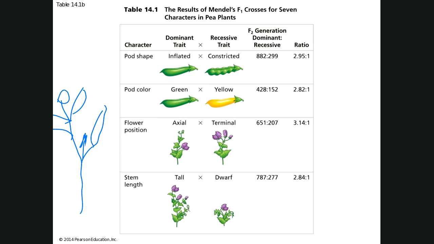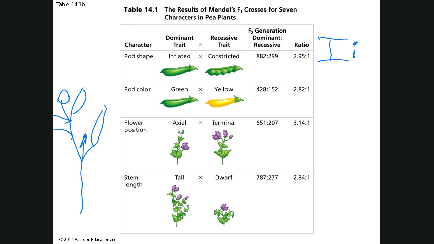The inflated is the dominant. Remember I said we usually symbolize the dominant allele or the dominant trait by using its first letter and capitalizing it, and then the recessive trait is the same letter, less confusion that way. Now this isn't a hard and fast rule, so if you see alleles referred to in other ways, don't get confused, but typically this is what it is, and constricted would be a little i.